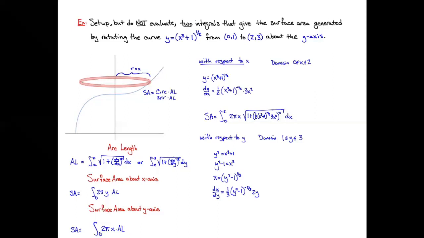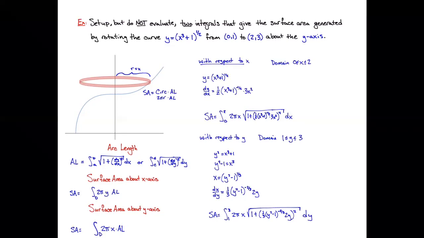At this point, I'm ready to start setting up my integral. My surface area equals the integral from 1 to 3 of 2 pi. Now, we're rotating about the y-axis, so our radius is x. So 2 pi x times the square root of 1 plus (1/3 (y squared minus 1) to the negative 2/3 times 2y) all squared, all underneath the square root, dy.